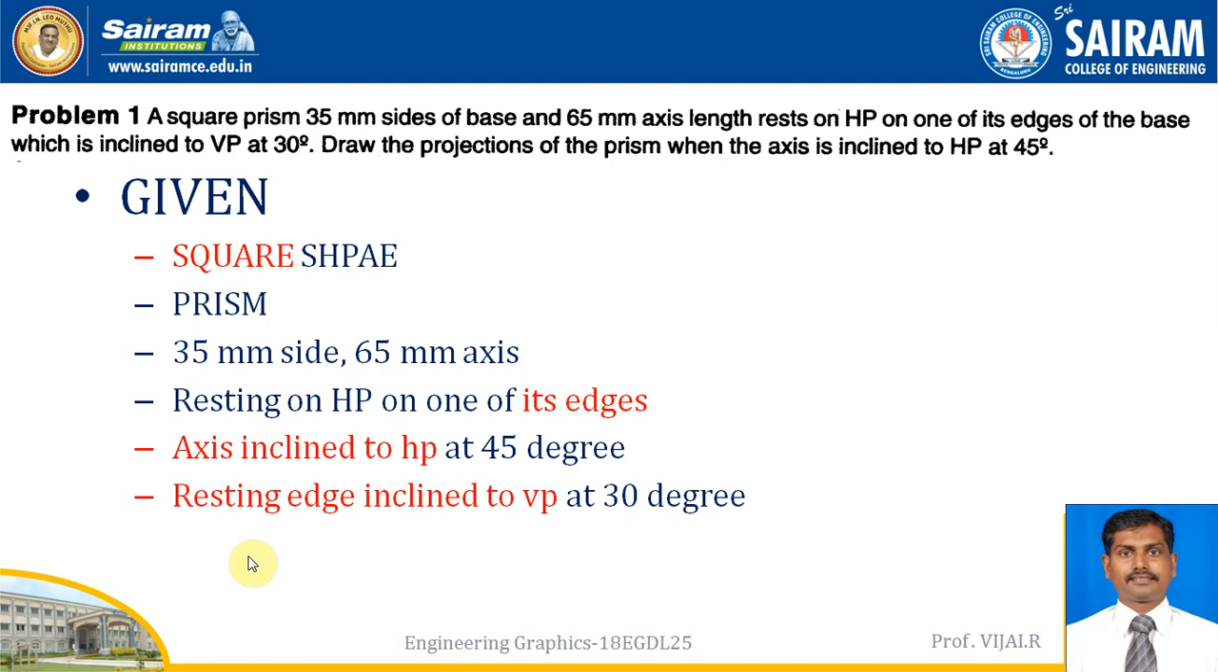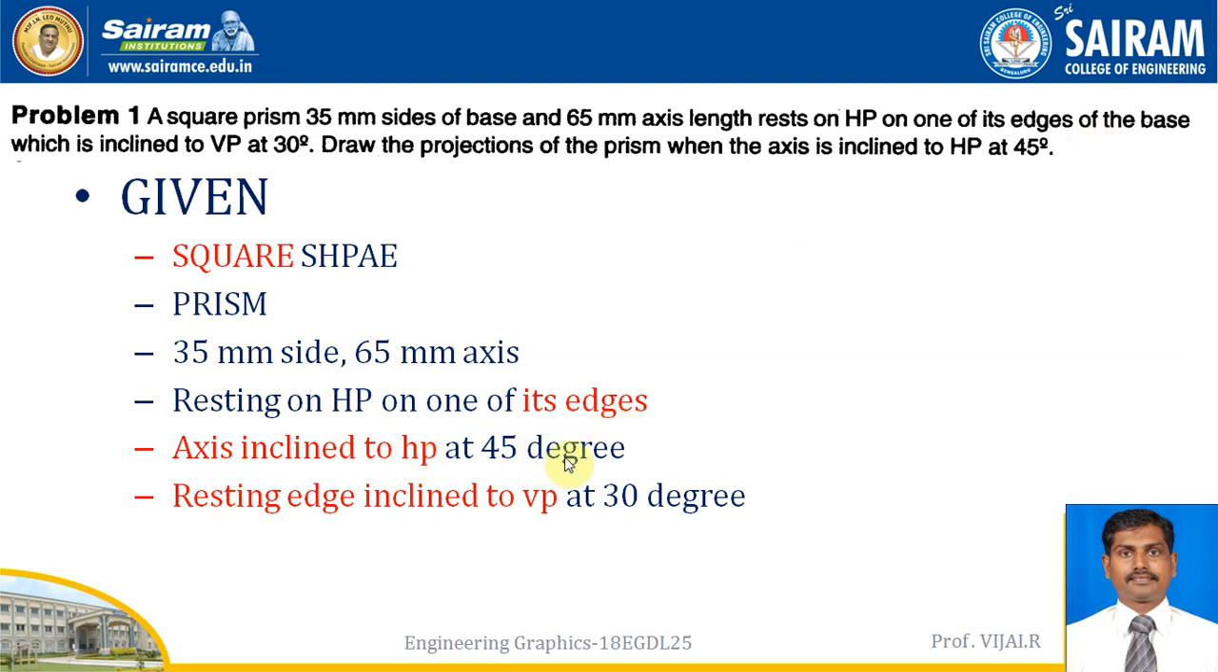Okay, what are the given data? Let me see the given data first. It's a square shape. What is the shape? Sorry, it's a prism. And the size given is 35 mm side of base, 65 mm axis length, resting on HP. So 35 mm, 65 mm, resting on HP on one of its edges. It's given as edges of the base.